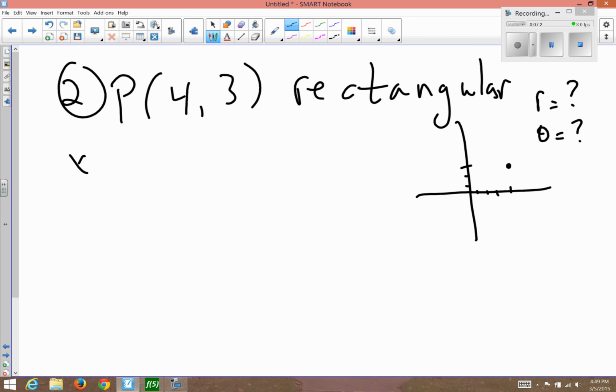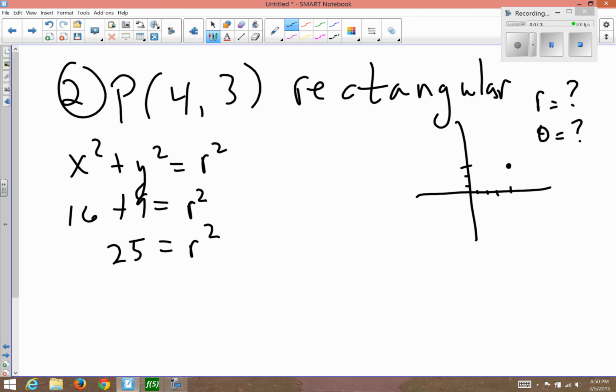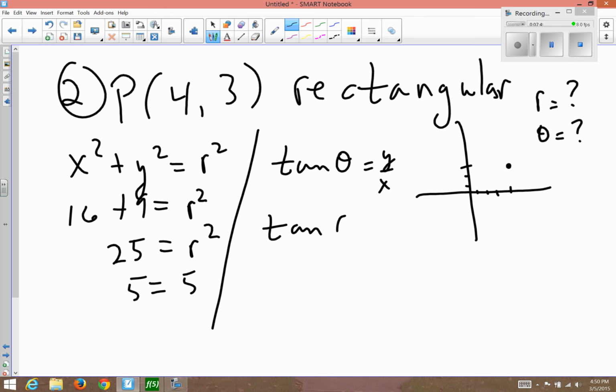R is easy to find. X squared plus y squared equals r squared. 16 plus 9 equals r squared. So r equals 5. Theta is easy to find. The tangent of theta is y over x. Theta, in this case, means the angle between this and the positive x-axis. The tangent of this angle is 3 over 4, y over x.